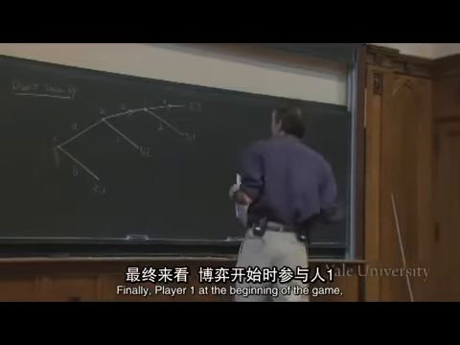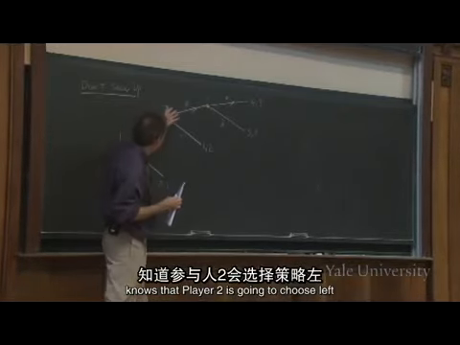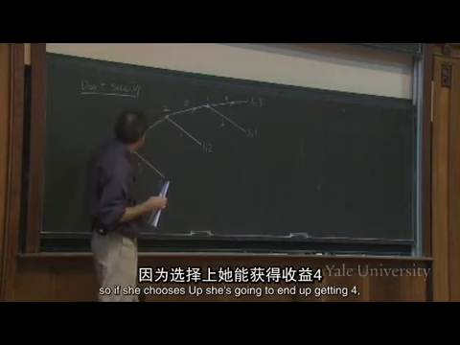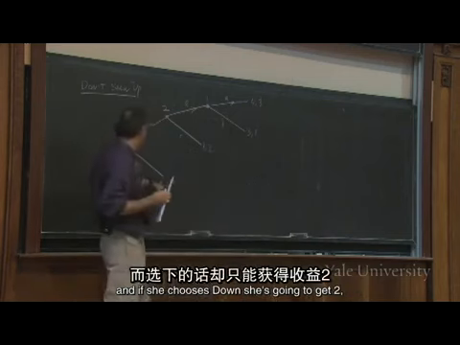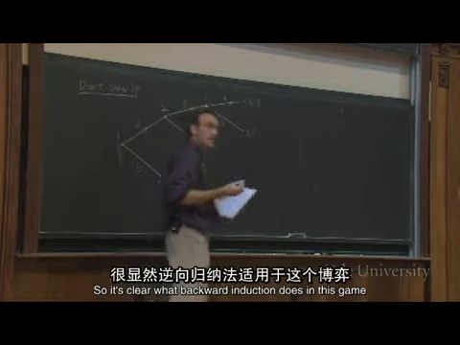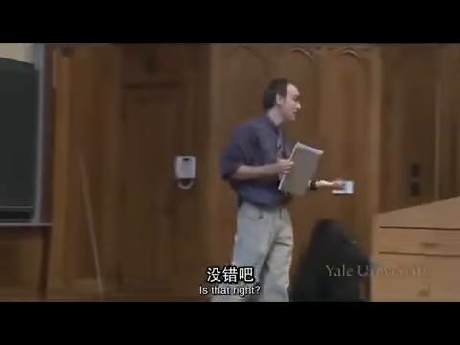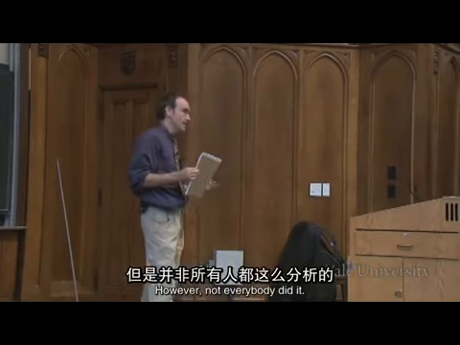All right? And finally, player 1 at the beginning of the game knows that player 2 is going to choose left, whereupon she's going to choose up. So if she chooses up, she's going to end up getting 4. And if she chooses down, she's going to get 2, so she's going to choose up. So it's clear what backward induction does in this game, and that's what most people did in the game. Is that right? However, not everybody did it.